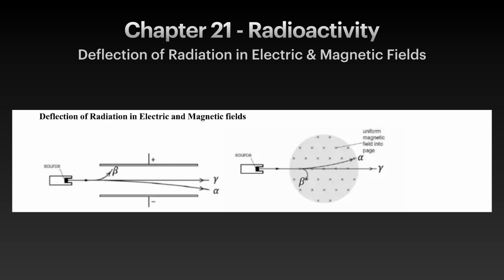Now we'll be moving on to an interesting topic in this chapter. This is the deflection of alpha, beta or gamma radiation in fields, be it electric or magnetic. Because alpha and beta particles are charged, they are deflected by electric and magnetic fields. Alpha particles with a positive charge are deflected towards the negative plate. Beta particles with a negative charge are deflected towards the positive plate.